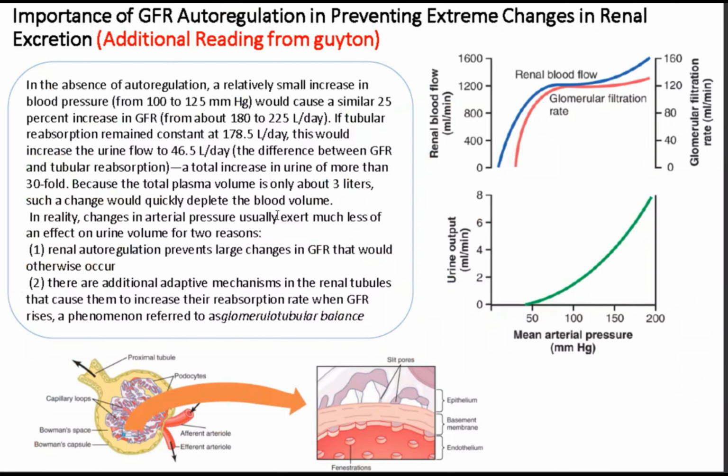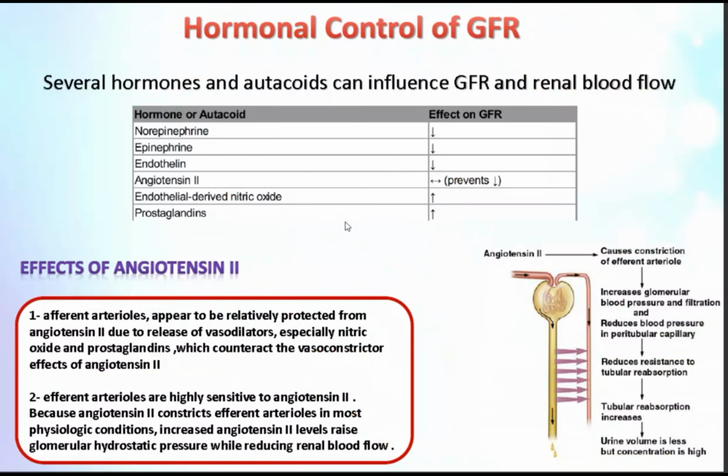And some important things are hormonal control, that is epinephrine and norepinephrine. These are the hormones that influence the GFR. If you see, norepinephrine can decrease the GFR, and epinephrine also decreases the GFR. This type of hormones can lead to decreased GFR. Angiotensin 2 also has effects. We have already discussed that when angiotensin 2 acts, it causes constriction of the efferent arteriole, therefore increasing the glomerular pressure and filtration rate, reducing the pressure in the peritubular capillary, and reducing the resistance to tubular reabsorption, and thereby tubular reabsorption will also increase, and even though volume is less, concentration is so high.